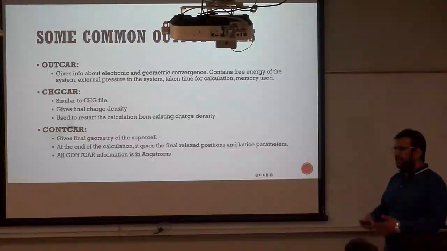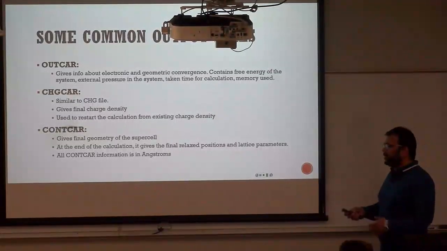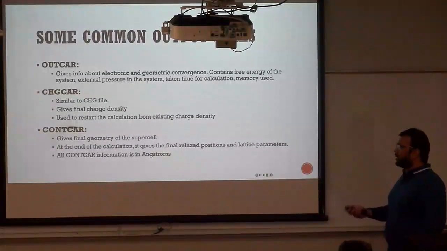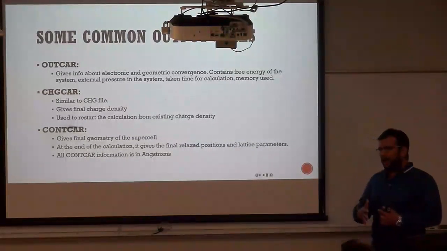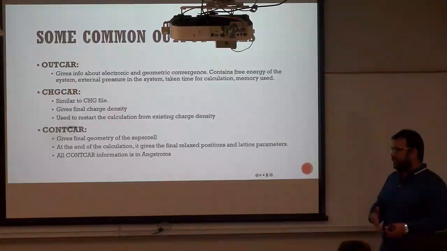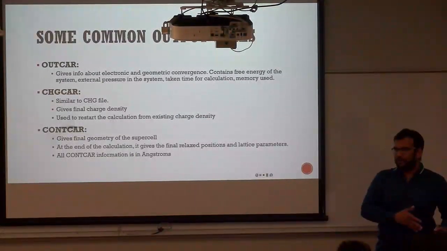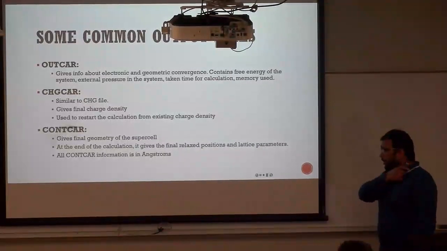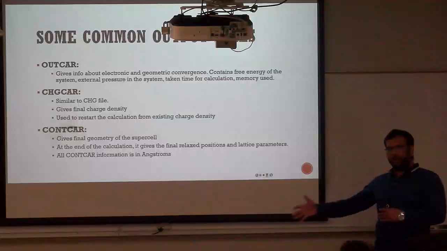The CHG file and CHGCAR file are almost the same, and the main purpose of these two files is the same: calculating the final charge density. If you want to run one calculation in 2 or 3 different segments, this CHGCAR file helps you start calculating the charge density from the final condition of the previous segment. And the CONTCAR file is basically another version of the POSCAR file.